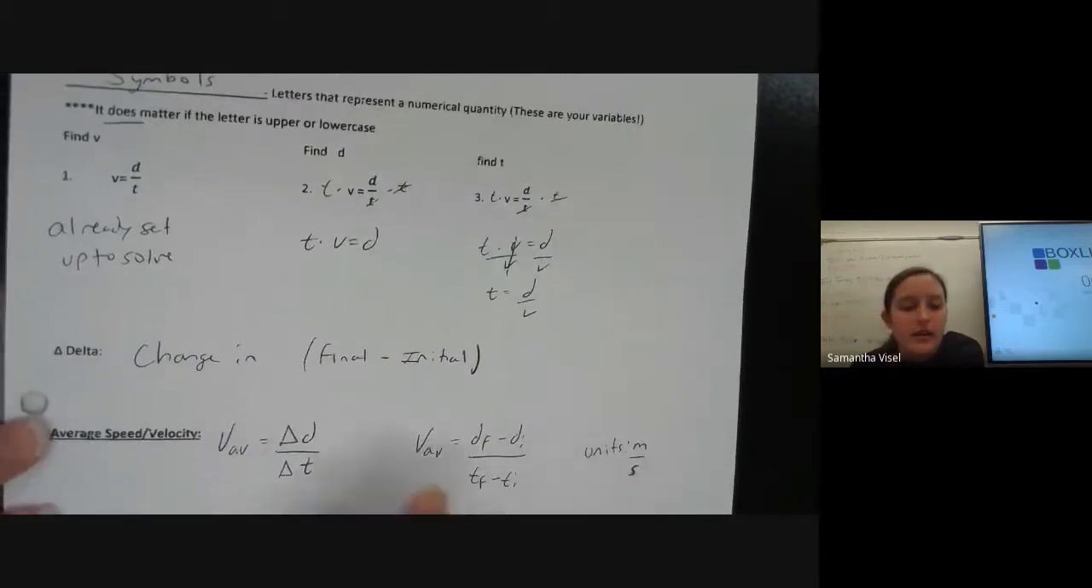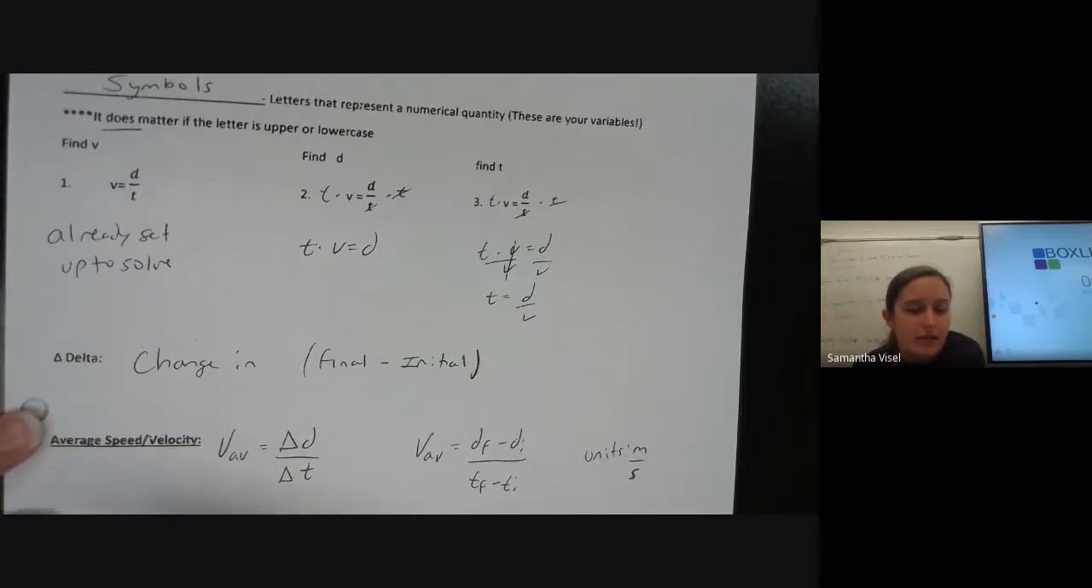Now every now and then you'll see your speed formula with a triangle next to it. So this triangle stands for delta. It's the symbol delta. And what that means is a change in. The change in means you're going to take a final minus an initial.